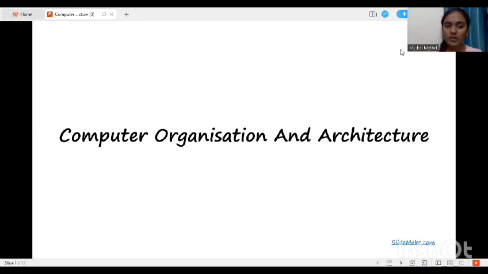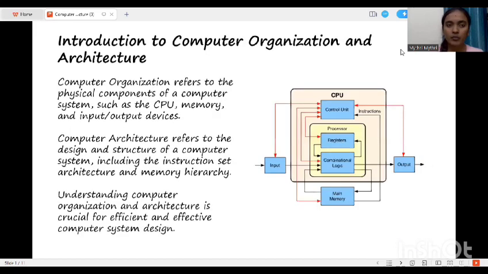Now I am here to explain a small topic about computer organization and architecture. Introduction to computer organization and architecture. Computer organization refers to the physical components of the computer system such as CPU, memory, and input and output devices. Computer architecture refers to the design and the structure of a computer system, including the instruction set architecture and memory hierarchy. Understanding computer organization and architecture is crucial for effective and efficient computer system design.